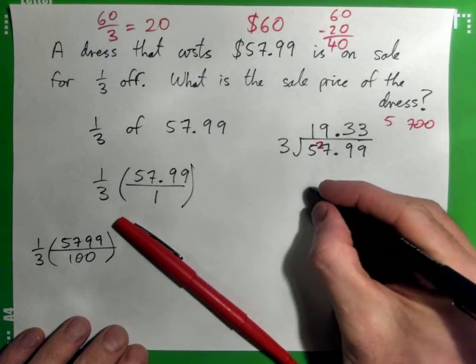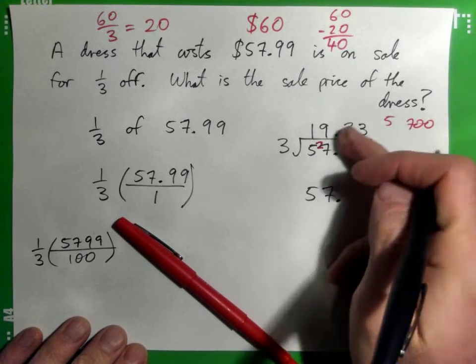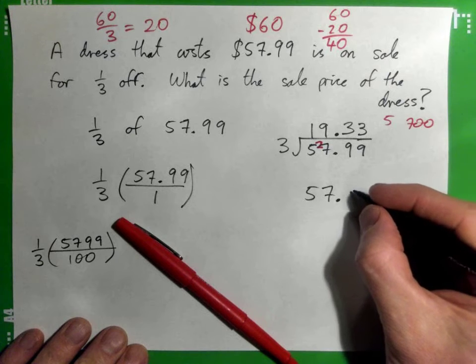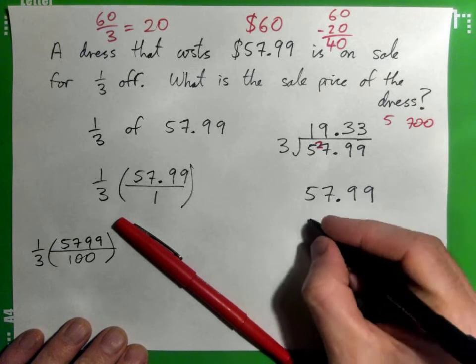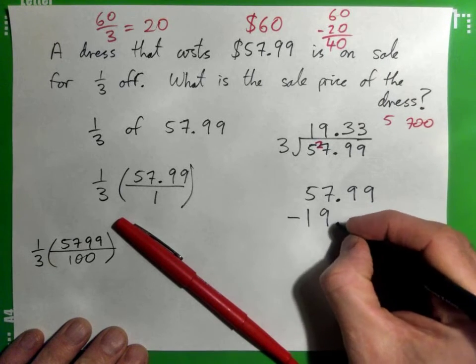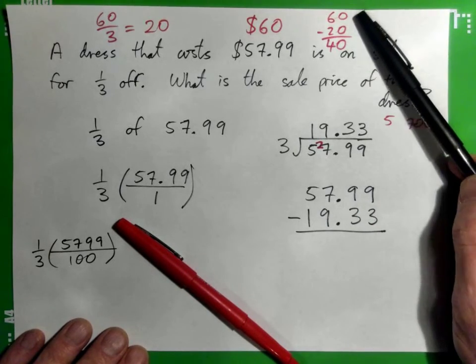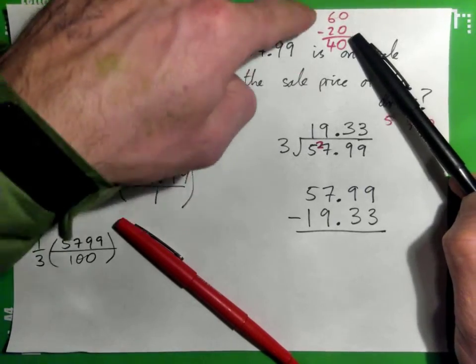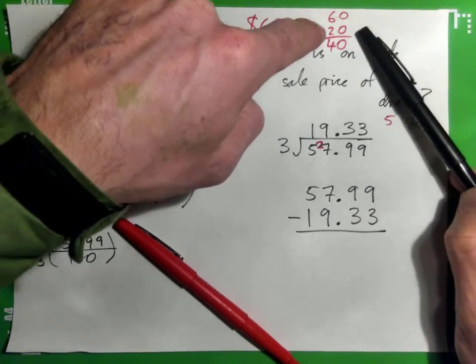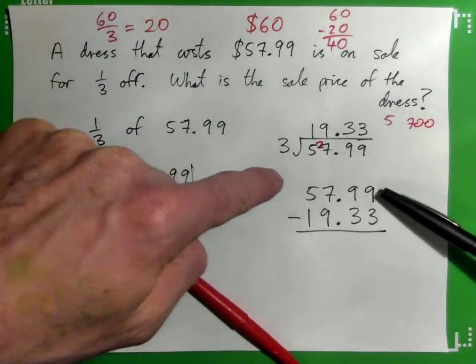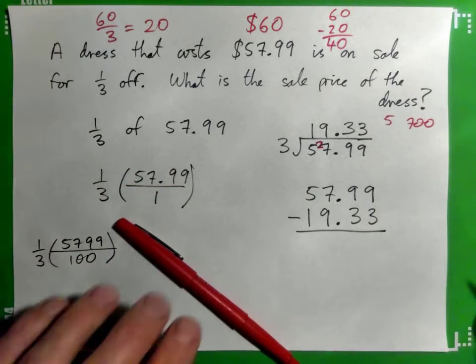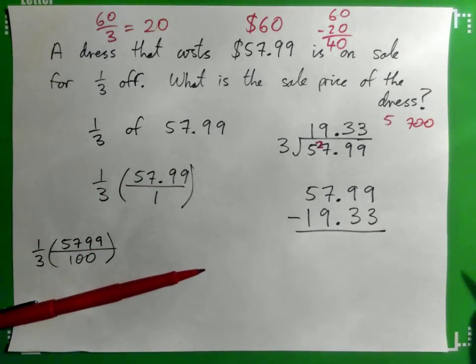Good. Yeah. The 19.33 is the third that we got off. So we go with the original price, subtract the 19.33. Now you're talking. Good. So it's kind of like when we went 60 and we subtracted 20. Remember that? But instead of 60 minus 20, we got 57.99 minus 19.33, right? All right. Well, so what do we get?